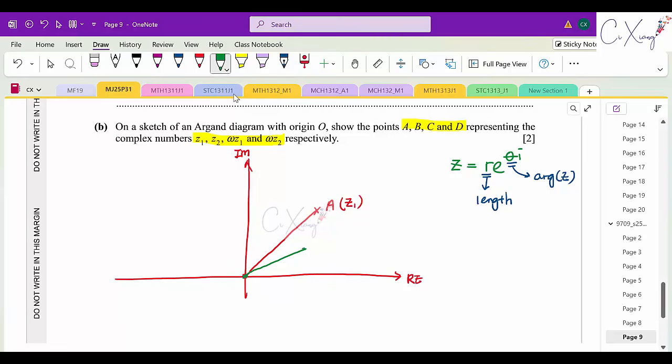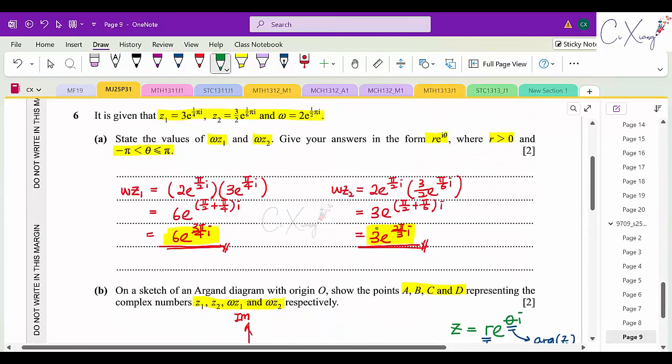Okay, so maybe like this. This length is 1.5. You use the ruler and try to draw it out. And you need to know that this angle basically is pi over 6. This is basically Z2, and they want us to label it as point B. So the exponential form actually helps us know where to draw our diagram.